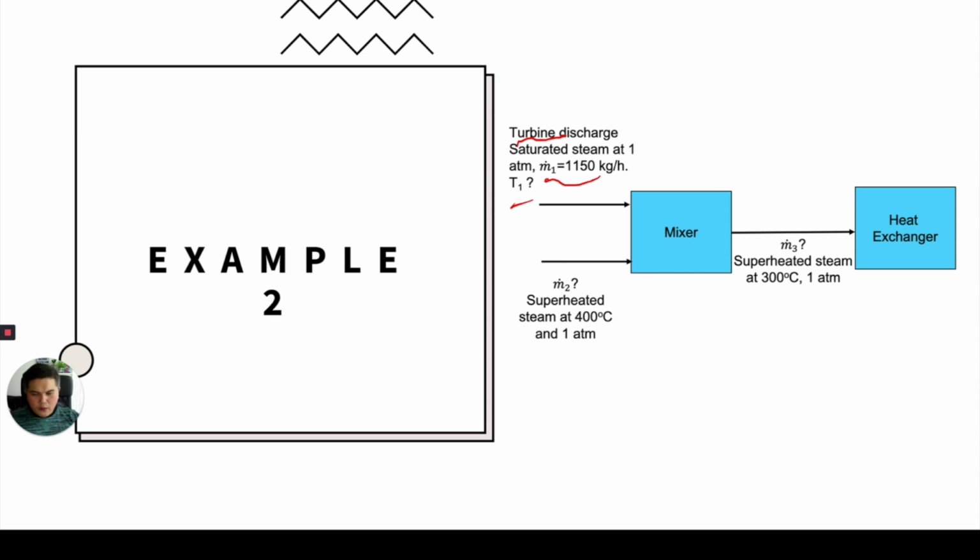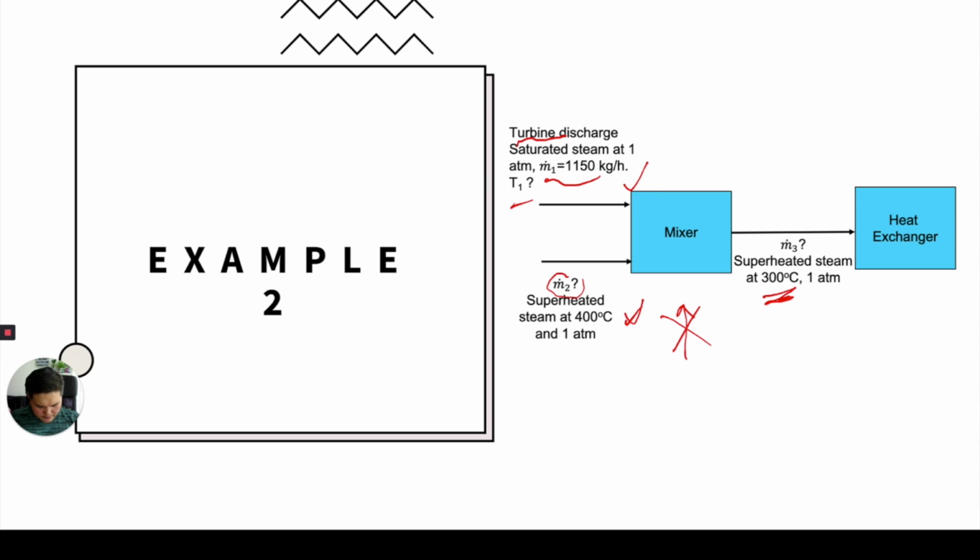We didn't know the temperature for this stream, but we have also been given superheated steam at 400 degrees Celsius and 1 atm, and we didn't know the flow rate for the superheated steam. The combination of these flows will adiabatically give a temperature of 300 degrees Celsius, which means there is no heater provided here.